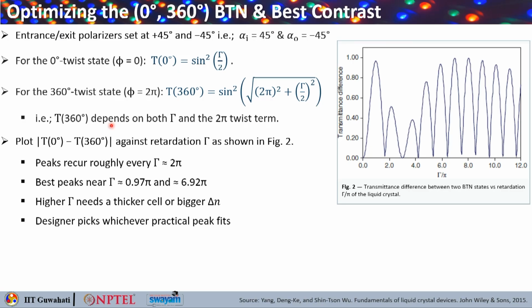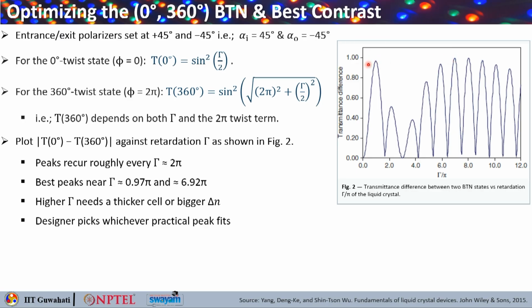So if you plot the difference in the transmittance, that is T 0 degree minus T 360 degree, against the retardation, that is gamma by phi, you will see that this basically peaks roughly near every gamma equals 2 pi, and the best peak was obtained here, that is around phi equals 0.97 pi, and around this one, that is around 6.92 pi.